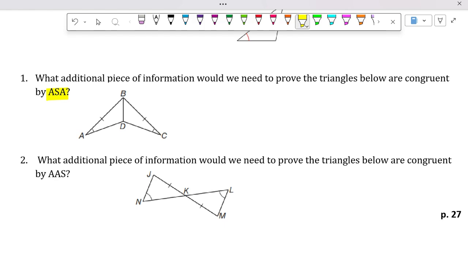Nope, that's the side. I need angles. So 3 letters if you name it. So angle, side, angle. ABD. ABD is one of them. Good. So in order for it to be angle, side, angle, meaning that congruent side is the direct path between the 2 congruent angles, I have to say that angle ABD is congruent to angle CBD.